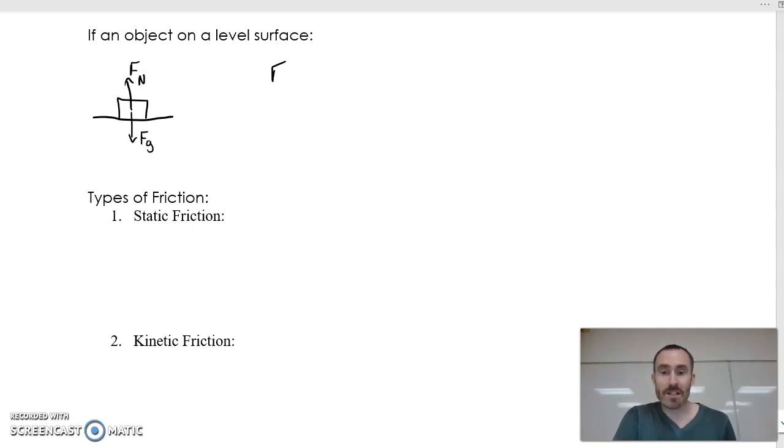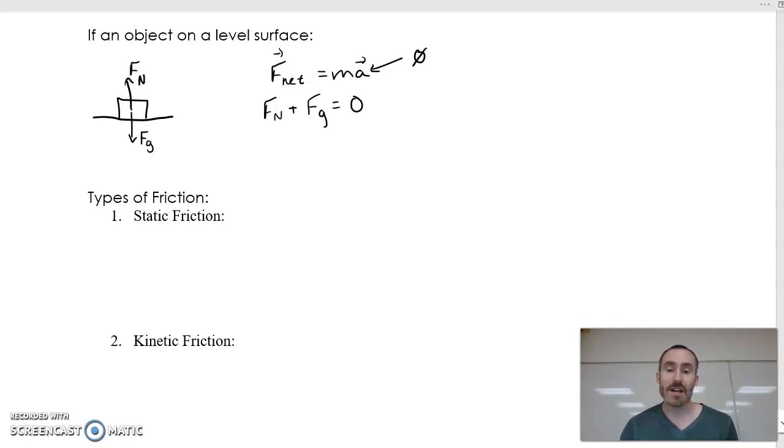And so we can say that F net equals ma, because that's always true. And in this case, the a, this part over here, is 0, right? Because there's no up or down acceleration. And so when we put in this Fn plus Fg, it equals 0, because mass times 0 is just 0. And so we know that the normal force is equal to the opposite of the force of gravity. So they're the same size, it's just that one is up and one is down.